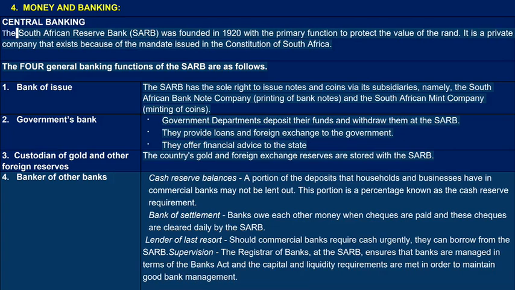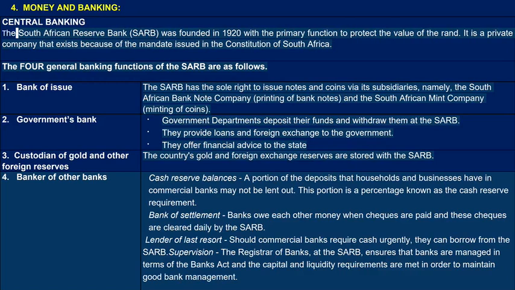So as the bank of issue, the South African Reserve Bank has the sole right to issue notes and coins via its subsidiaries, namely the South African Note Company, printing of banknotes, and the South African Mint Company, which does the minting of coins. As the government's bank, government departments deposit their funds and withdraw them at the South African Reserve Bank. They provide loans and foreign exchange to the government, and they offer financial advice to the state.